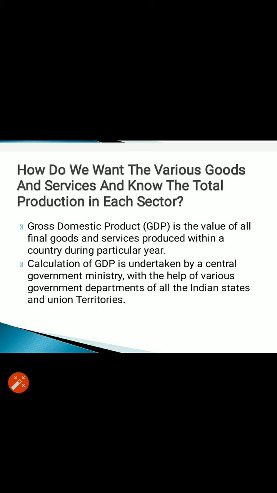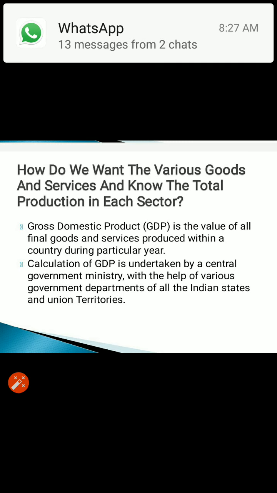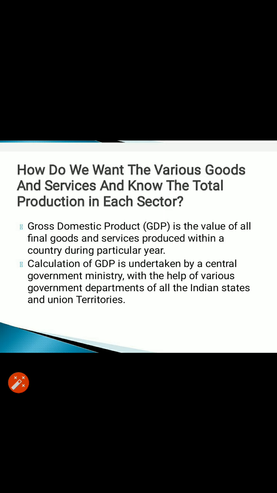Now students, we will see what this GDP is. The sum of the value of all final goods and services produced in all the three sectors in a particular year is called the gross domestic product of a country, or in short, the GDP. GDP indicates the size of the economy of a country and it is the market value of the final goods and services produced by all sectors.